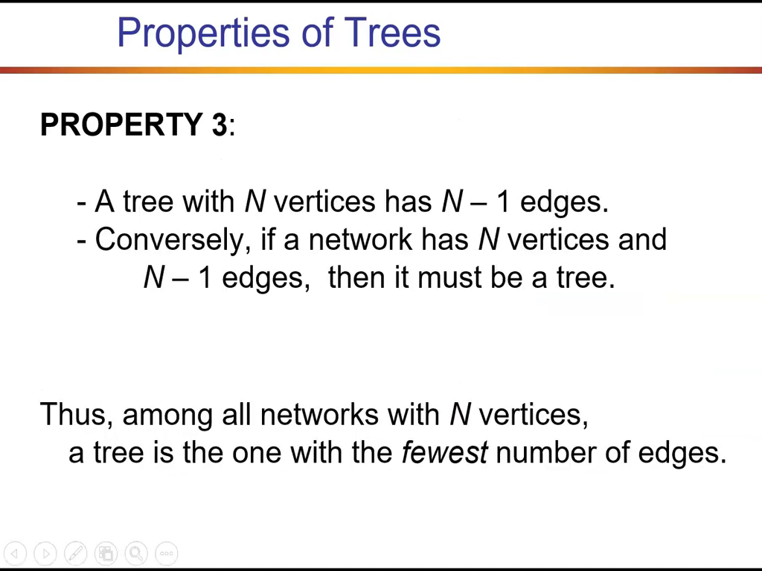Property 3. A tree with n vertices has n-1 edges. And the reverse works as well. If a network has n vertices and n-1 edges, it must be a tree. Thus, among all networks with n vertices, a tree is one with the fewest number of edges.